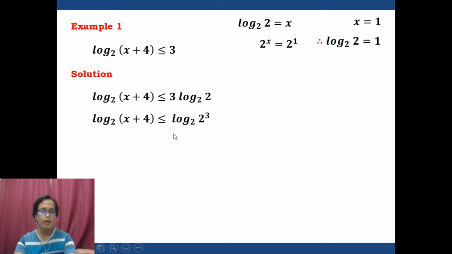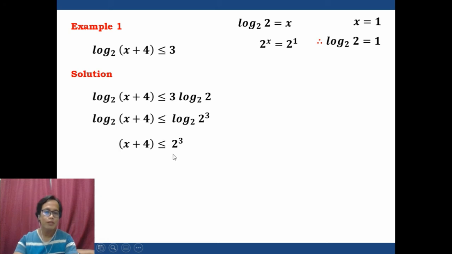This time, we can now apply the first rule. We will leave the log base 2 here and continue the expressions without changing the symbol because our base is greater than 1. So we apply the first rule. We can write this as x plus 4 is less than or equal to 2 cubed. We leave the log now and continue with x plus 4, then we copy 2 cubed.